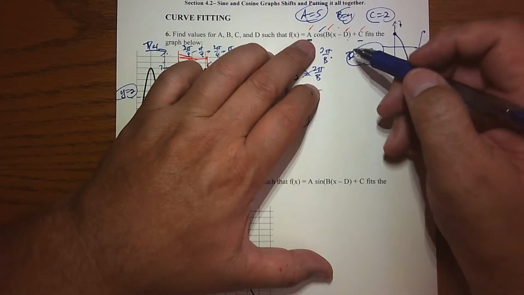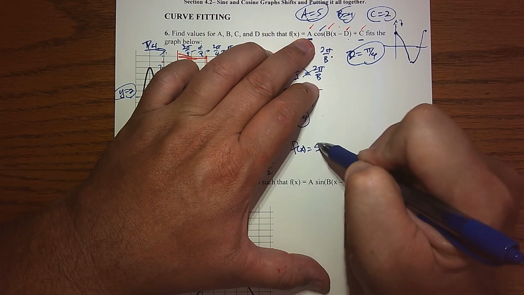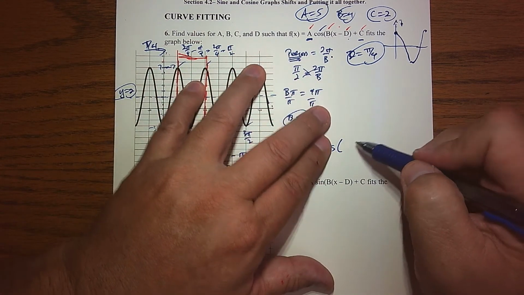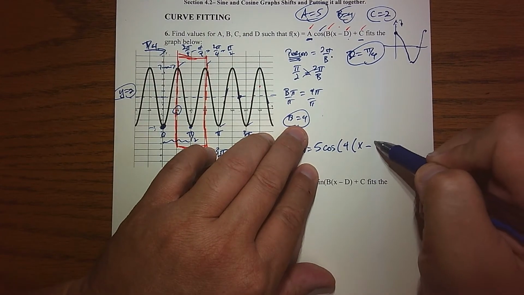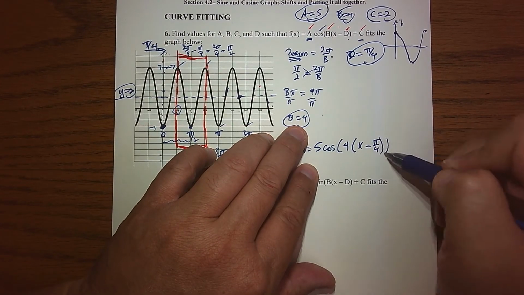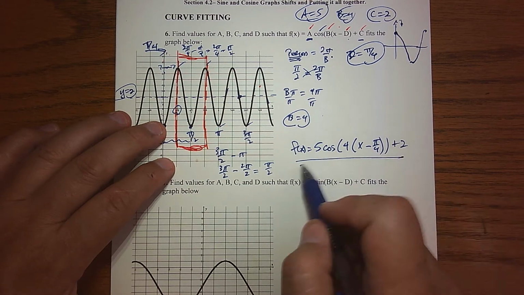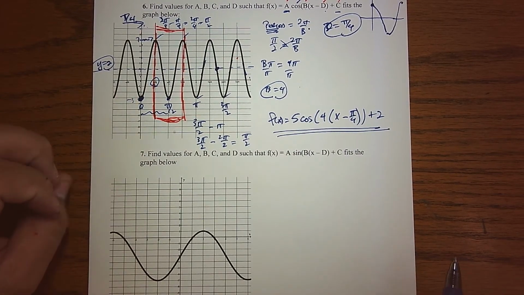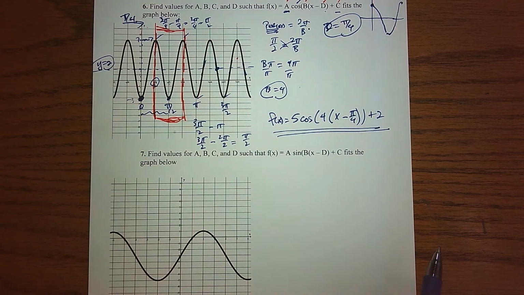We got them all. So putting this together, f of x is 5 cosine of 4 parentheses x minus pi over 4 and then plus 2. Alright, and so there would be the function that fits that data set. Of course, you can put that on your calculator and see that the picture on your calculator matches that, and everybody will be happy.